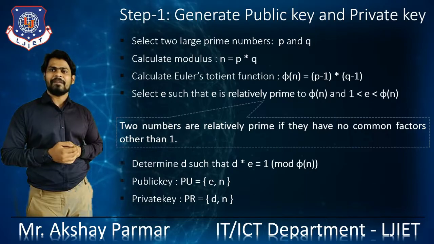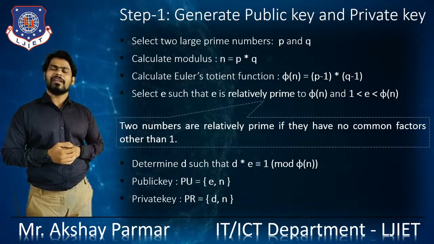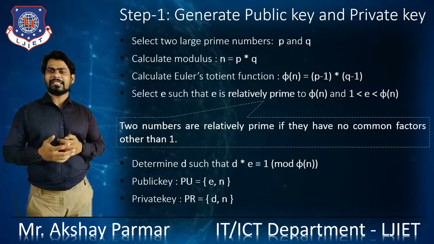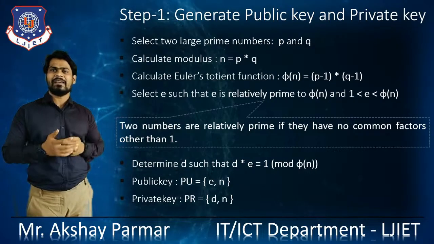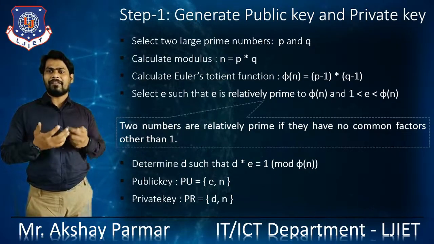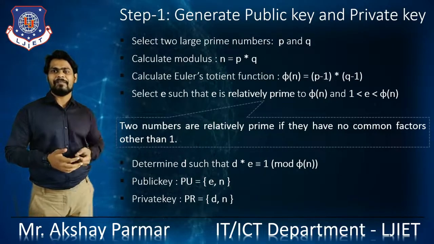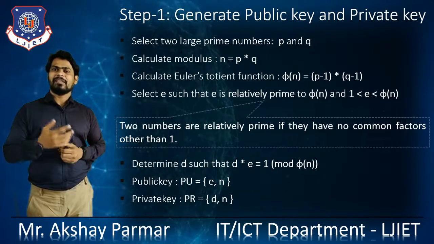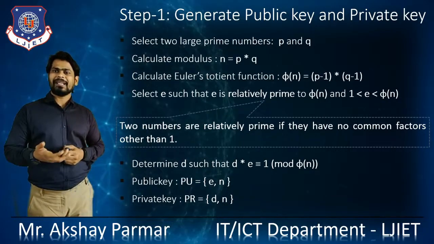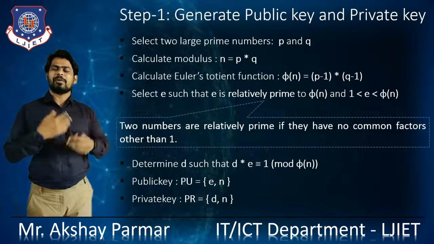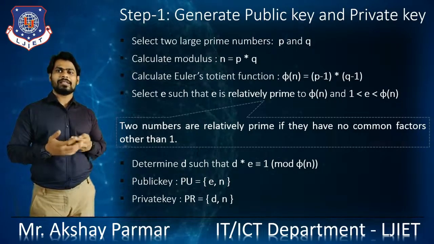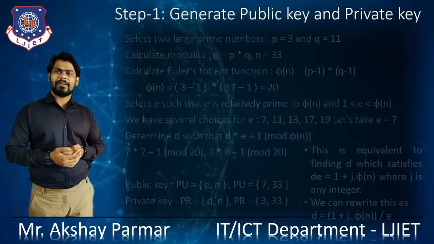You are selecting that d, which is fulfilling the condition d into e is equal to 1 mod phi n, right? So that's how you are selecting both e and d. After selecting d and e, your public key and private key are there, right? Your public key is the pair of e and n, and your private key is the pair of d and n, right? So that's how you are selecting your public key and the private key.